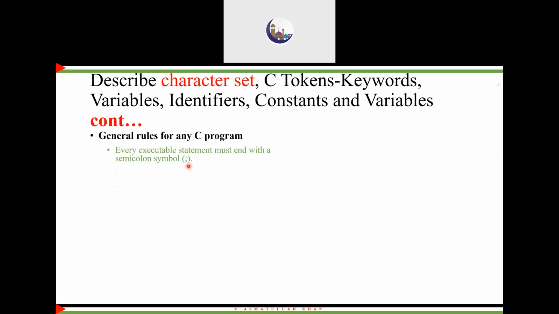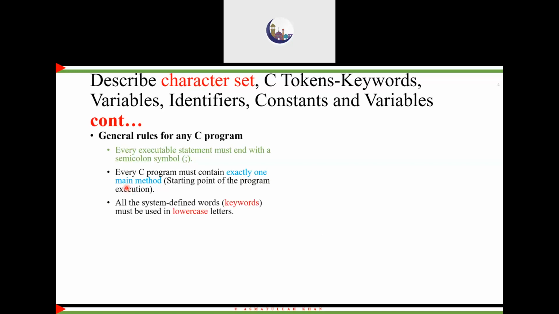Okay. Then every C program must contain exactly one main method. Do remember, main method is the starting point of execution of your program, and it is going to control the list of functions which we are going to develop to solve our problem. So it's the controller. There should be only one controller main function, and there cannot be any other main function available in a C program.